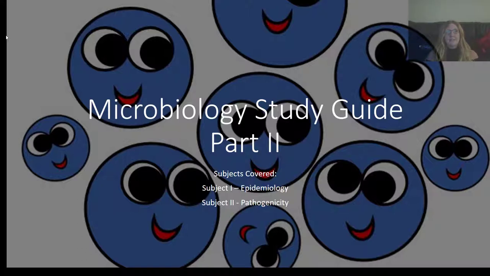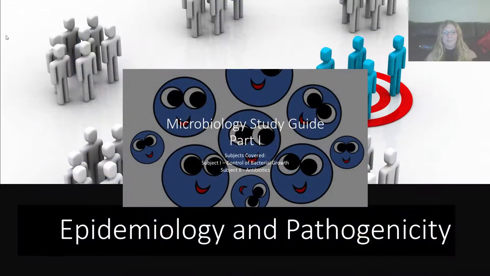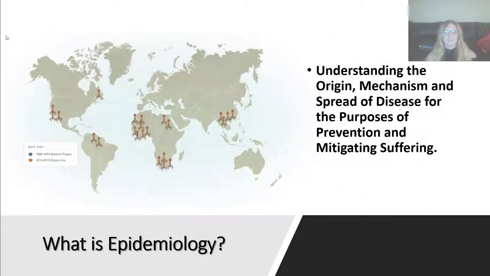Okay, so here is part two of the microbiology study guide. And here we're going to cover the subjects of epidemiology and pathogenicity. So epidemiology is focused on understanding the origin, mechanism, and spread of disease for the purposes of preventing and mitigating suffering.